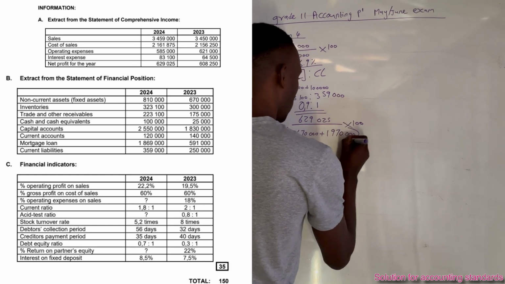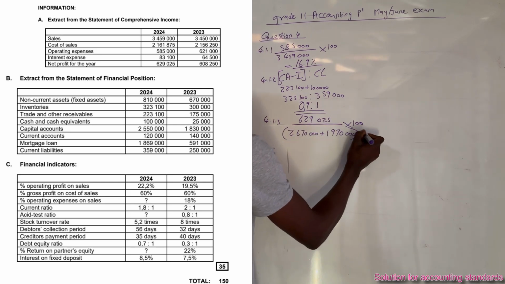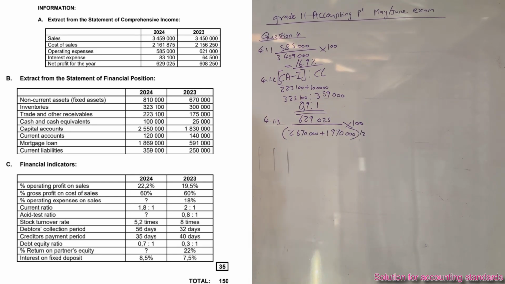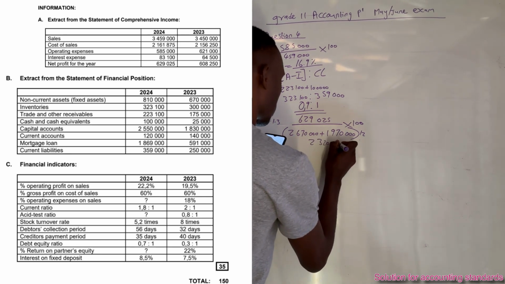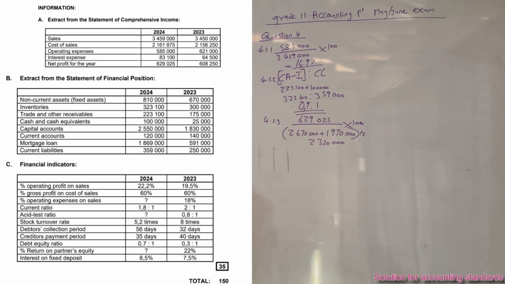1,970,000. Because this is average, you have to add them together and divide by 2. Let's add and see how much we are going to get. 2,670,000 plus 1,970,000 and we divide by 2. We are going to get 2,320,000. Okay, now let's calculate this one divided by this multiplied by 100.